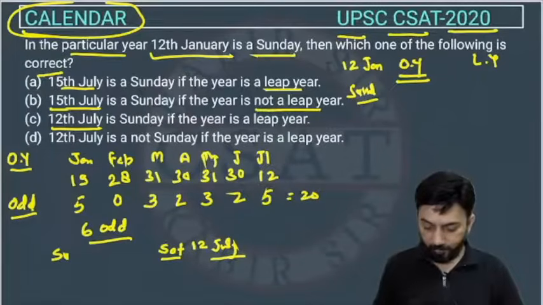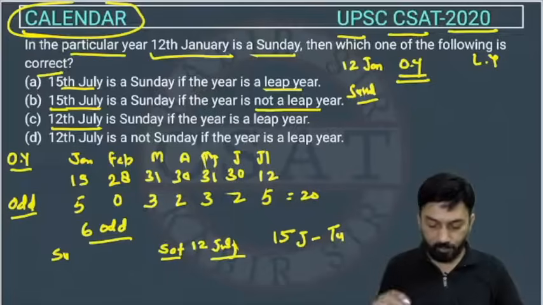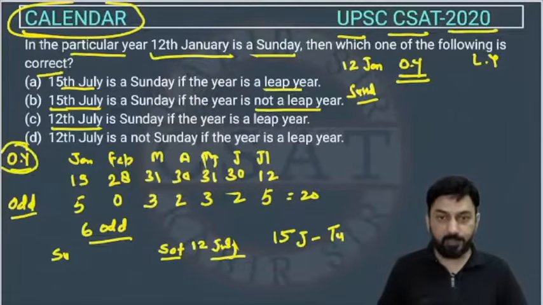And what will be the 15th July? 15th July will be 3 days after it, right? So this will be Saturday, then Sunday, Monday, Tuesday. So 15th July will be Tuesday. So we are talking about an ordinary year, right? Now we will consider the leap year.